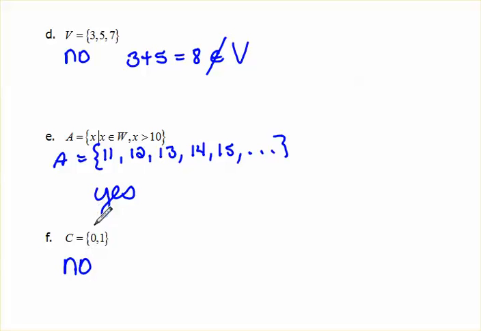That's right, because if I were to take, say, 0 plus 0, I would get 0, and that's in the set, so that's fine. 0 plus 1 would be 1, and that is in the set, so that's fine. But what if I took 1 plus 1? I would get 2, which is not in the set. So 1 plus 1 equals 2, which is not an element of C. I just found an example where that doesn't work, so we can say that that's not a closed set.